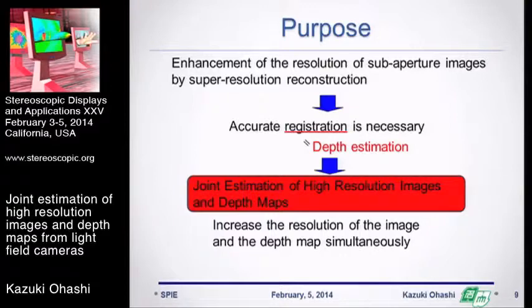I will explain the purpose of our method. To overcome the low resolution of sub-aperture images, we enhance the resolution of sub-aperture images by using super resolution reconstruction. In super resolution reconstruction, accurate registration is necessary. The registration is equivalent to depth estimation. And thus, we propose a method that jointly estimates high-resolution images and depth maps. In our method, we increase the resolution of the image and depth maps simultaneously.